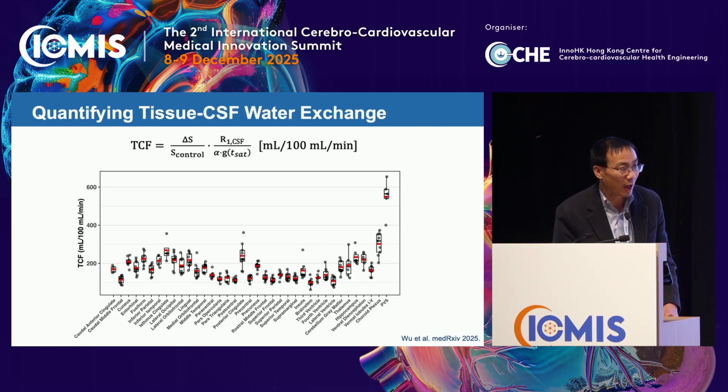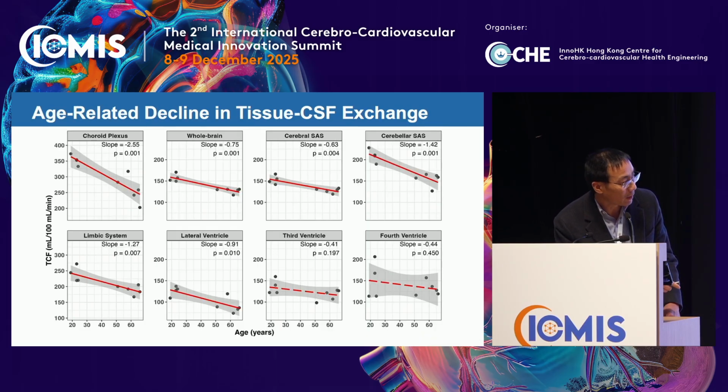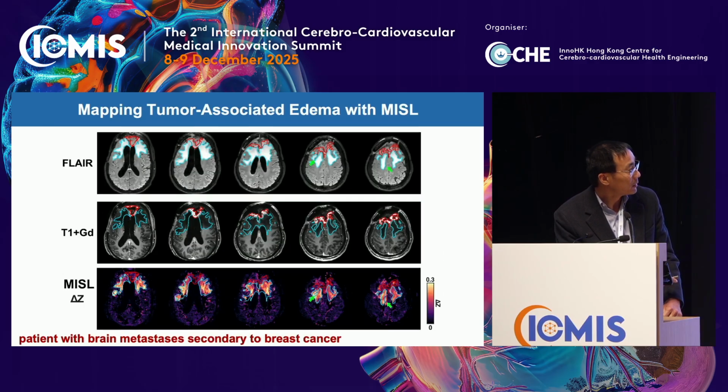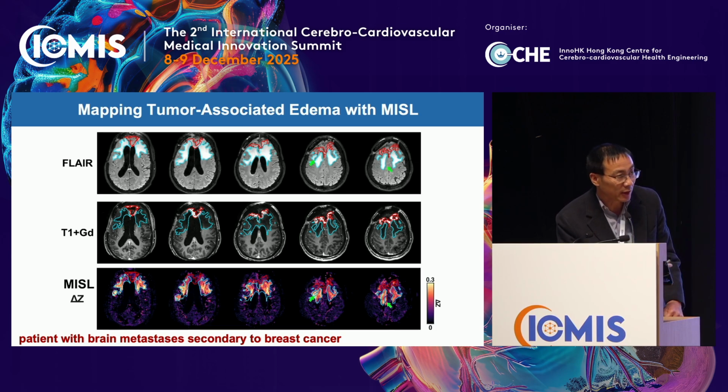So once you get the MISSILE maps, you can get the tissue CSF exchange rate by using this mathematical model. You can see there's rapid flow around 600 in the PVS, and the choroid plexus is also very high, reaching 300. The limbic system, such as the hippocampus and the cingulate, also has a higher exchange rate. Other regions are much smaller. And this tissue water exchange has a really strong age dependence in most regions except the third ventricle and the fourth ventricle.